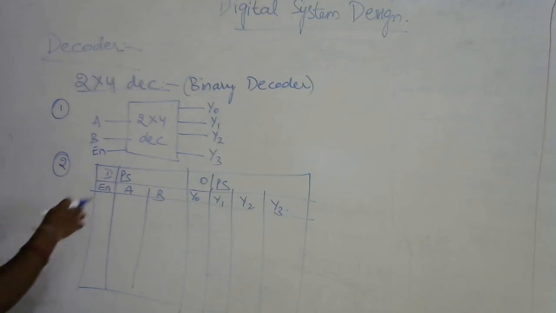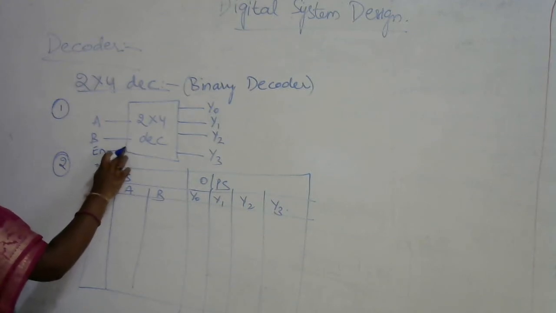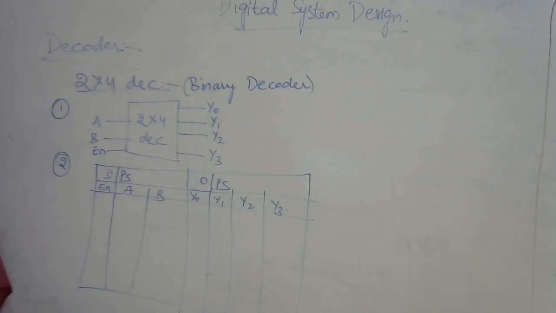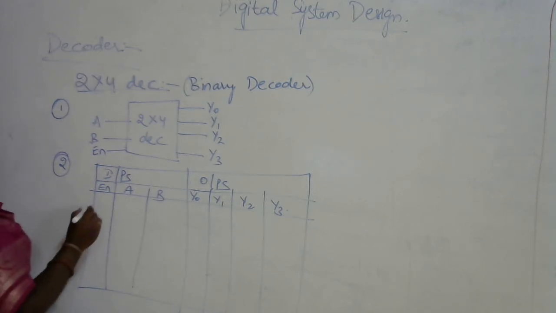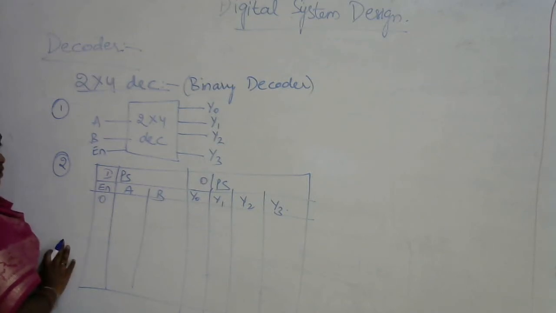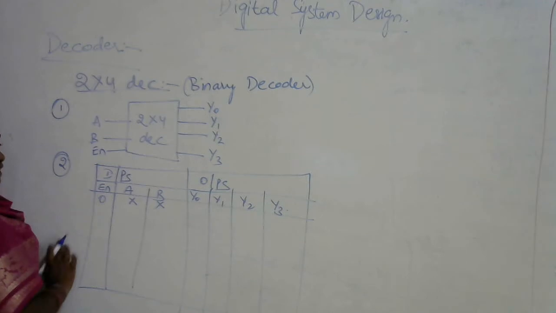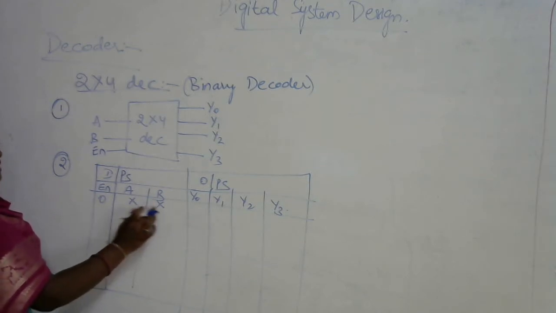As I told you, I didn't specify this with a bubble. That itself indicates enable should be 1. If enable pin is 1, then only the circuit is going to function. Now let me take enable as 0. If enable is 0, whatever the A and B values may be, the cross itself indicates these are don't cares.